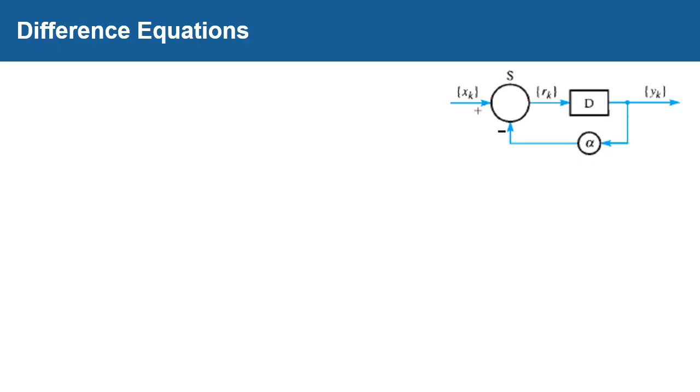This block is a unit delay block, and its function is to hold its input signal until the clock advances one step, to step k plus 1. At this time, the input signal is passed without alteration to become the signal yk plus 1, the k plus 1 member of the output sequence yk.